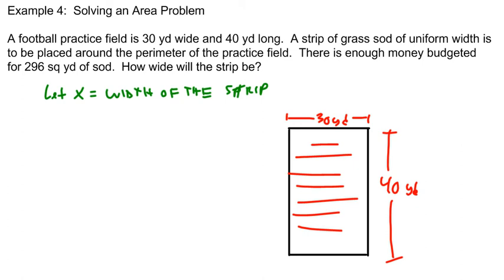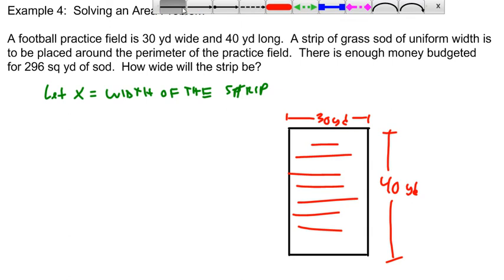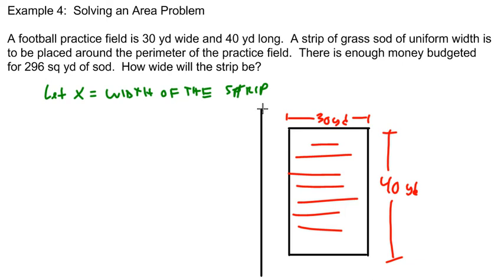Looking at this now, let me draw another rectangle around our football field, because that's what it's going to do. It's going to be some strip of grass all the way around our football field, and it's going to have the exact same width, and that's why I said it's a uniform width. Okay, so this is all going to be grass right here.